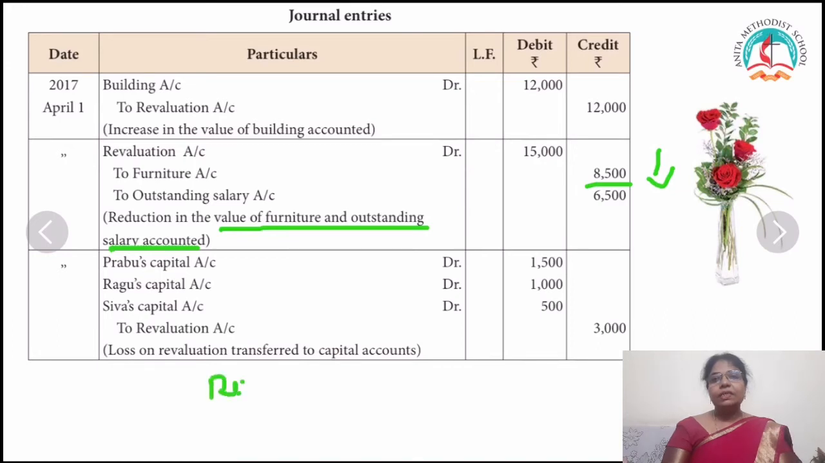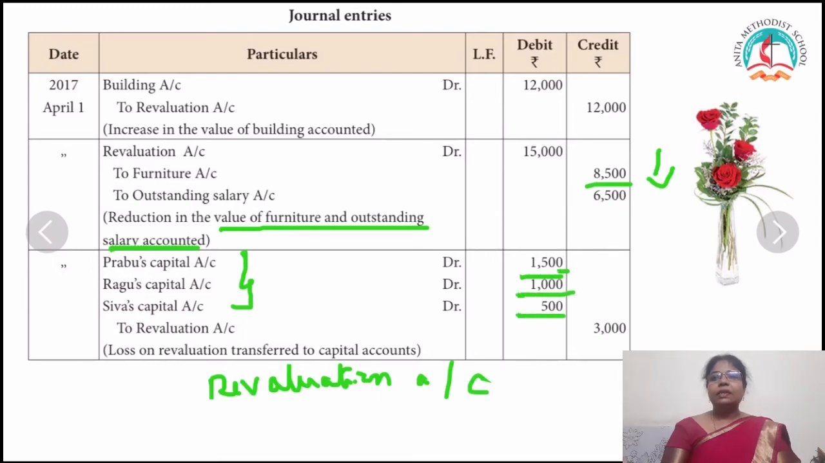And this journal entry is after preparing the revaluation account. In the revaluation account, there is a loss of rupees 3,000 that is transferred to the partners in the old profit sharing ratio. So Prabhu's capital account debit 1,500, Raghu's capital account debit 1,000 and Shiva's capital account debit 500 to revaluation account 3,000.